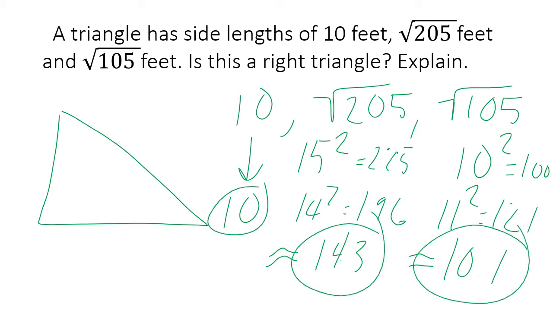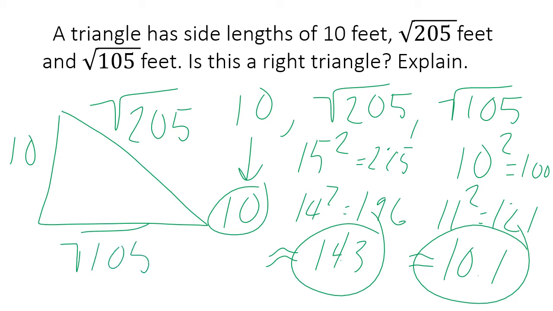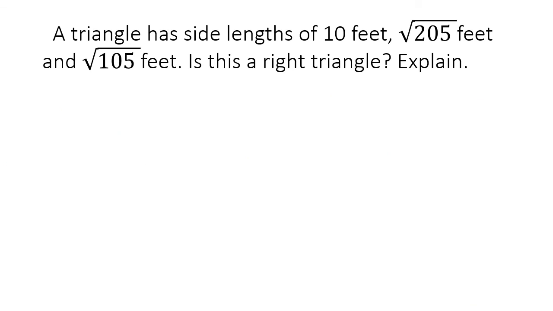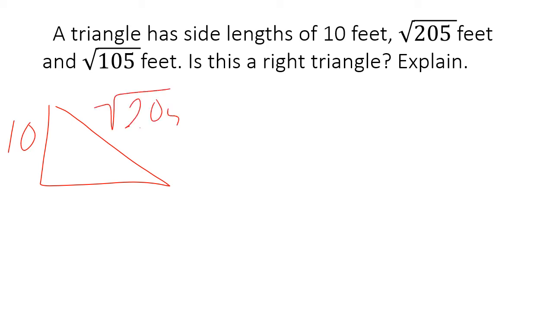Well, the longest side has to be the hypotenuse. So that means 14.3 is the longest. So square root of 205 is going to go here. And then the other ones, you just got to choose. So 10 here, and I'll say square root of 105. All right, now that I'm out of room, I'll go to the next slide and show you how to solve this. So we decided this side would be 10. This side would be the longest side, square root of 205. It's around 14 something. And this is going to be square root of 105.